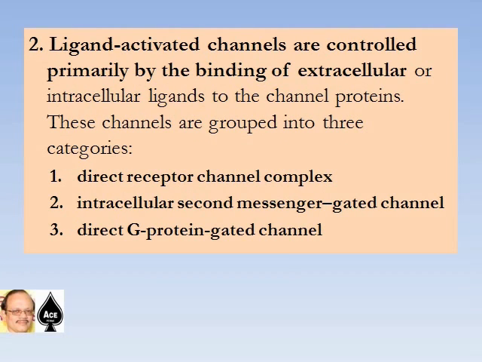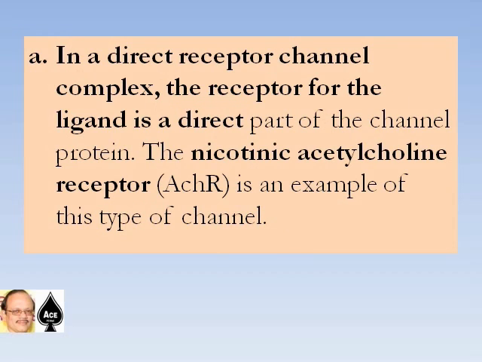Ligand activated channels are controlled primarily by binding of extracellular or intracellular ligands to the channel proteins. These channels are grouped into 3 categories: direct receptor channel complex, intracellular second messenger gated channel, and direct G protein gated channel. In a direct receptor channel complex, the receptor for the ligand is a direct part of the channel protein. The nicotinic acetylcholine receptor, AChR, is an example of this type of channel.